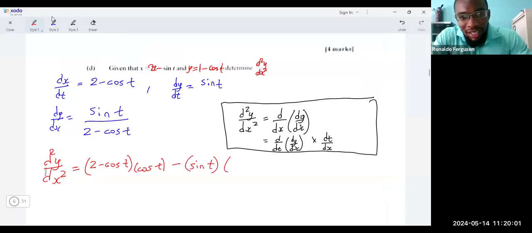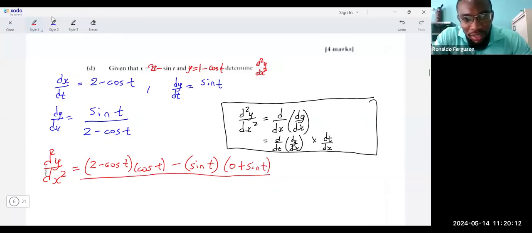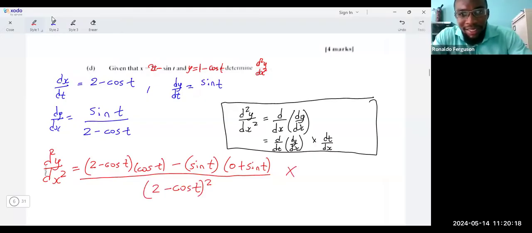When you differentiate cos t, you get minus sine t. When you differentiate 2, you get 0. So that's 0 plus sine t over the bottom squared, 2 minus cos t all squared, multiplied by dt by dx. dt by dx would be the flip of this, so that's 1 over 2 minus cos t.